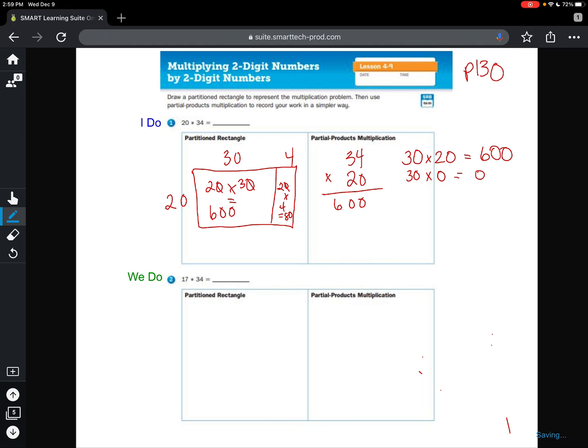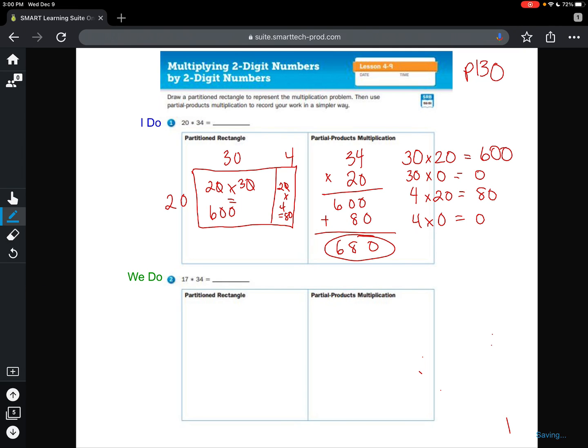Then I'm going to switch over into my ones column and do 4 times 20 because my 2 is in my tens place. And I get 80. And then when I multiply both my ones, 4 times 0, I get 0. So the only thing I have to add here is 80. Then I can get my answer of a total of 680.